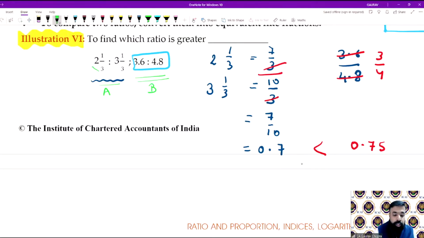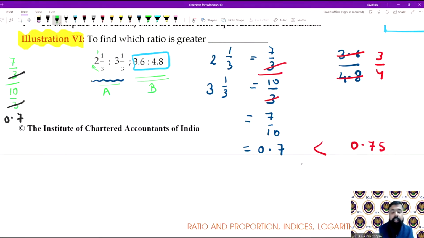So 2 multiplied by 3 is 6 and 6 plus 1 becomes 7. So it can be written as 7 upon 3. Ratio 3 1/3 can be written as 3 multiplied by 3, that is 9, plus 1, it becomes 10. So 10 upon 3. And now we can divide them. On dividing, 3 is getting cancelled and the result is 0.7.